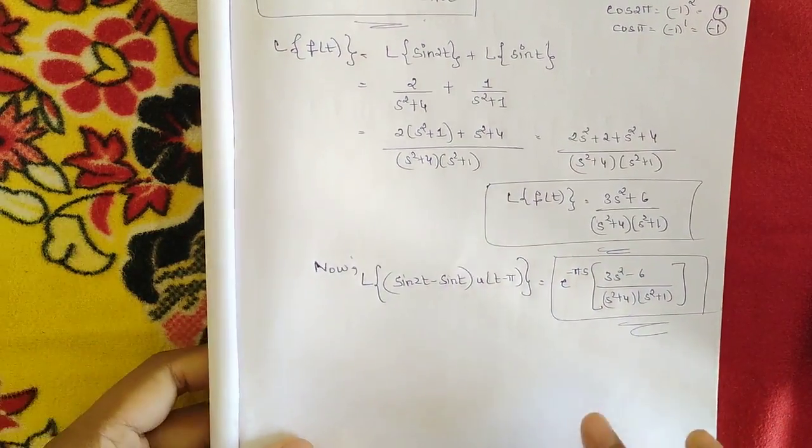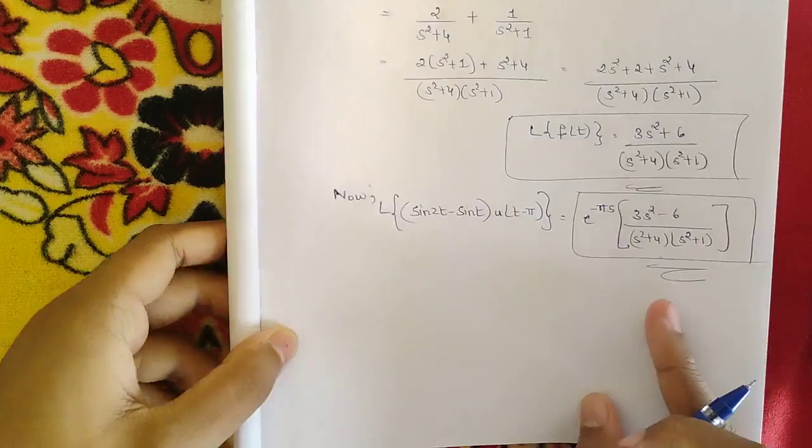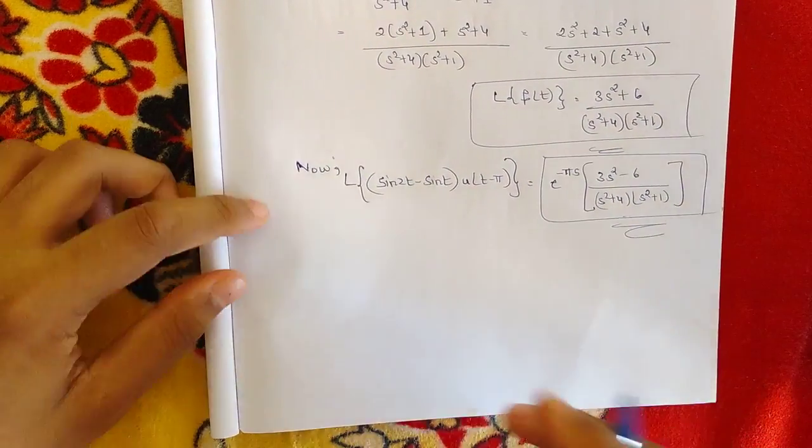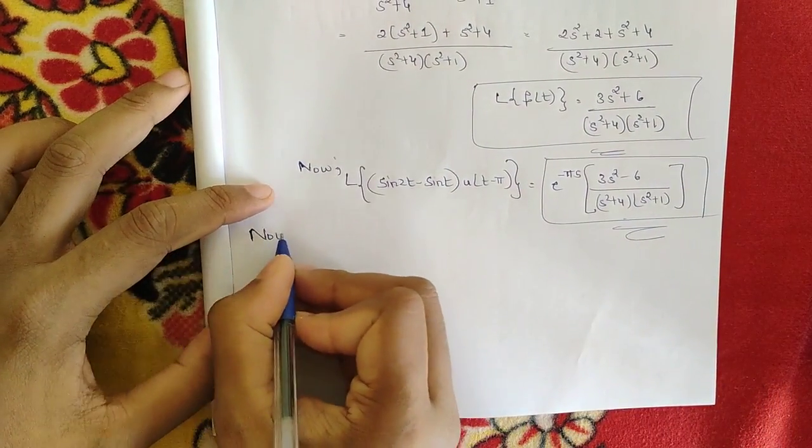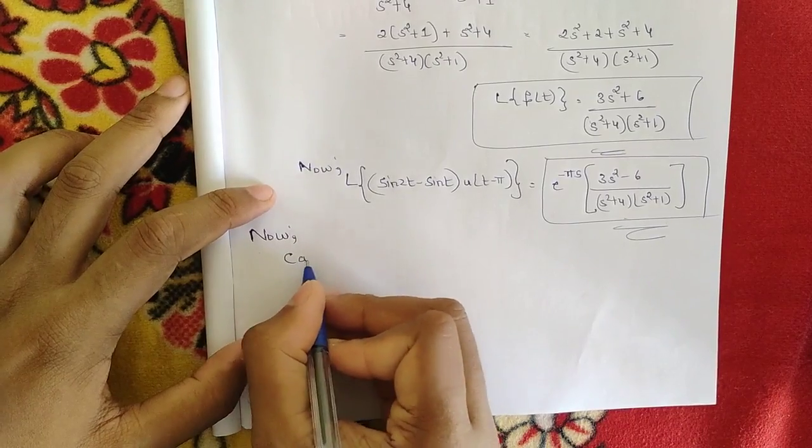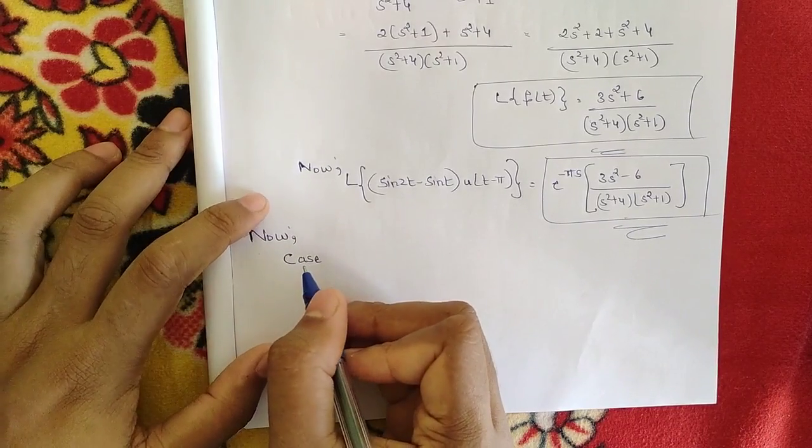Now one more case is pending, the third case. After that you should be summing up all the answers which you have got. Similar to the way we have solved case 2, the same way you solve for case 3.